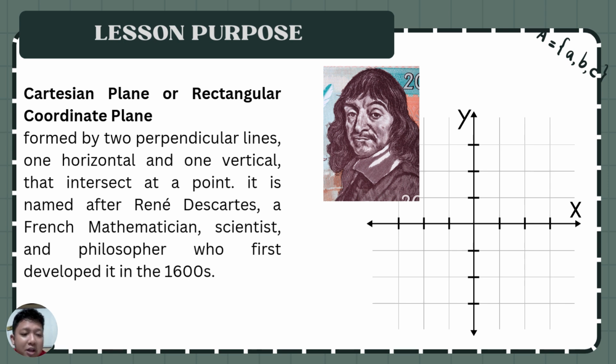The picture in the upper left of the Cartesian plane is of René Descartes. René Descartes is a French mathematician, scientist, and philosopher who developed the Cartesian plane. He was the one who developed the Cartesian plane. Actually, there's a story about it.